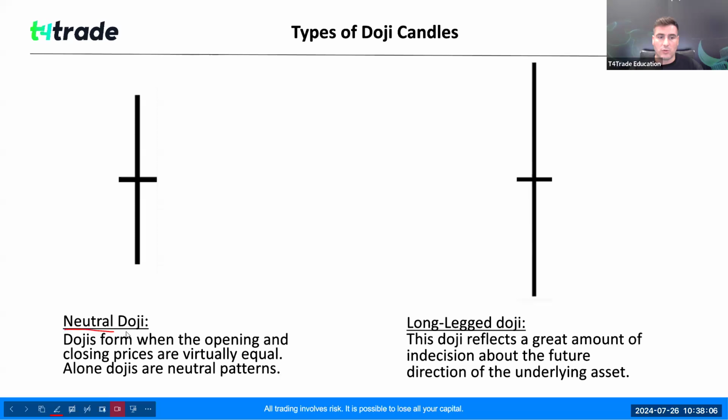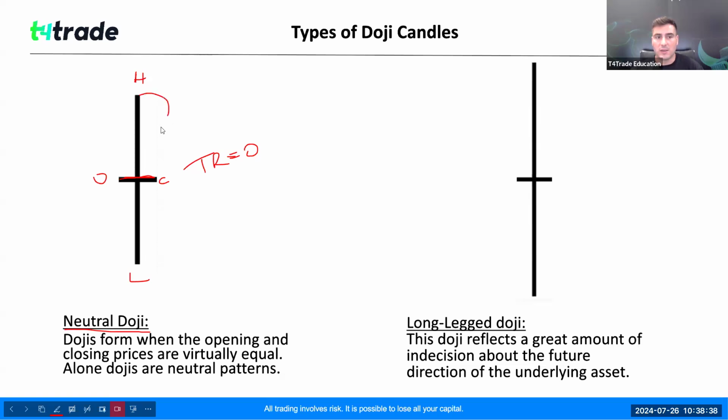Neutral doji is what we call the basic doji, or just the star or the cross. Okay, dojis form when the opening and the closing prices are virtually equal. We just said that. Okay, open and close is here. This is the low, this is the high. So if the trading range is pretty much non-existent, if it's equal to zero, that means most likely you have a doji candle. At the end of the day, that's an indication, yes, that there is indecision.